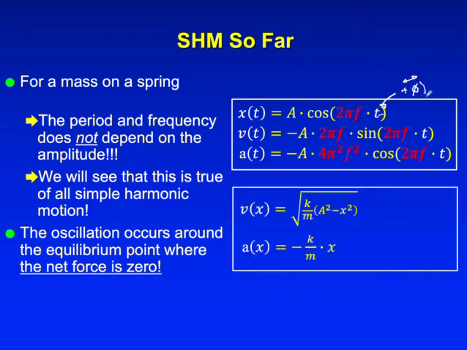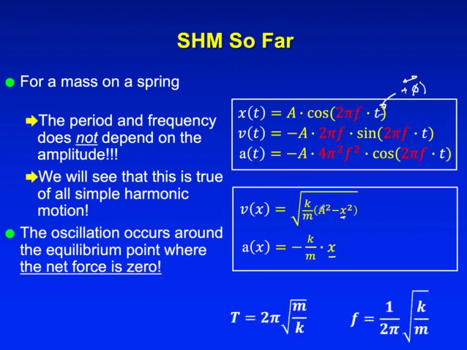The other thing I want to mention is that we derived this equation last time. These three equations give you position, velocity, and acceleration with respect to time. This gives you the velocity with respect to x, so you can plug in any value x and figure out what the velocity is at that instant. And this one gives you the acceleration for any position x. So for any displacement, you know the velocity and the acceleration, where k is the spring constant, m is the mass, and capital A is the amplitude, the maximum displacement of the object.